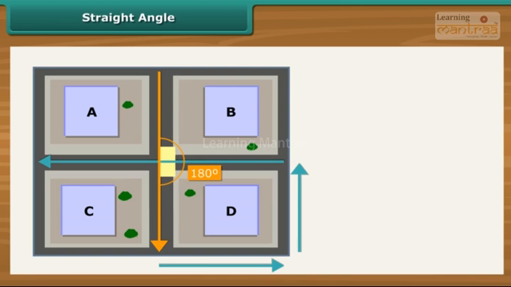Rajiv covers another straight angle in this jogging route. Can you identify it? Yes. When he jogs from pocket B to pocket A, he covers another straight angle.